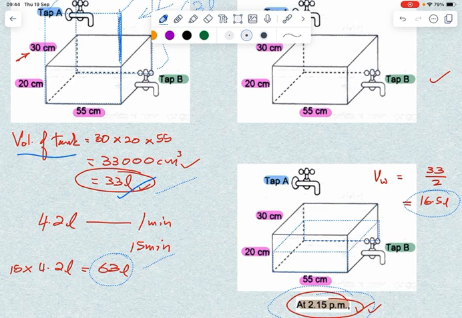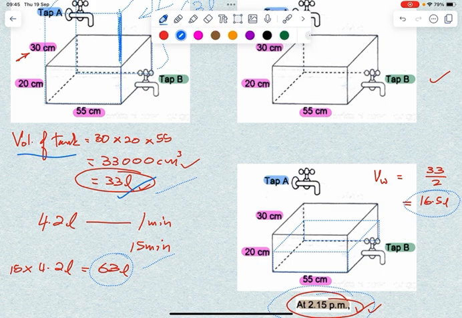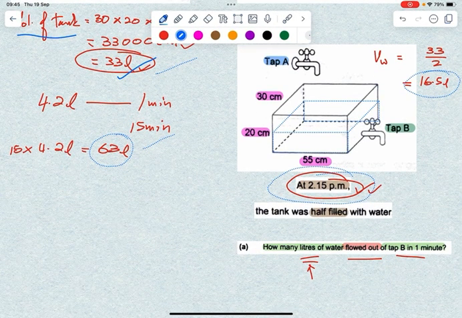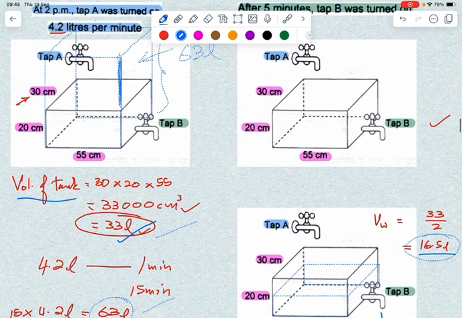But when tap B was turned on, you're left with 16.5 liters of water. That means the difference of the volume, the 63 liters minus the 16.5 liters, that's the balance, half the tank. That will be the amount of water that flows out from tap B. Agree? Because at first it will be so much, 63.